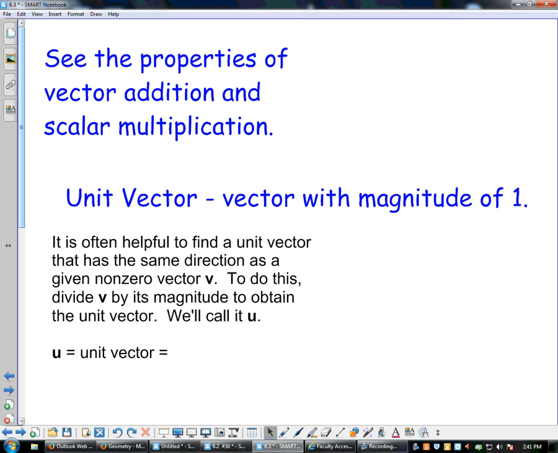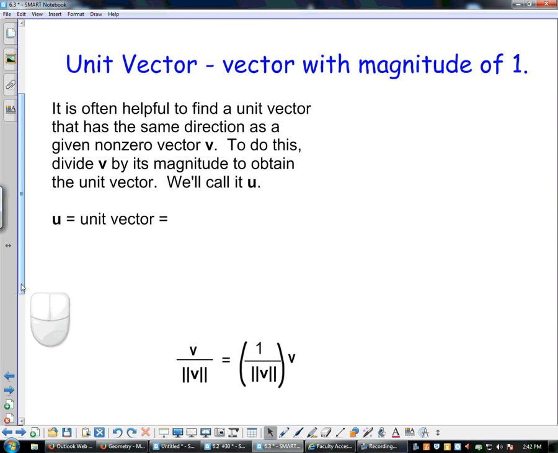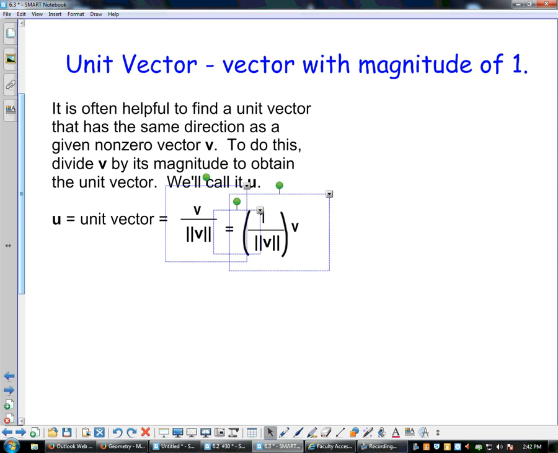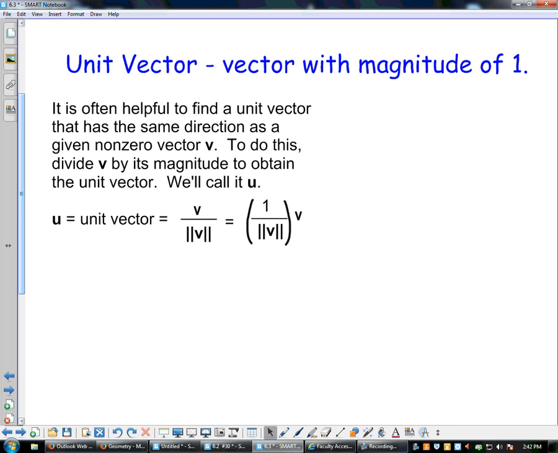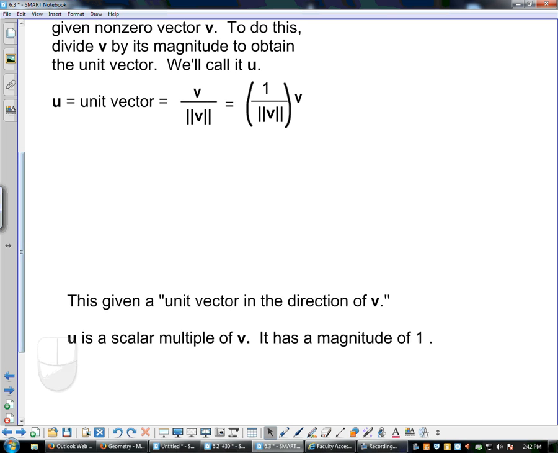All right, so it is often helpful to find a unit vector that has the same direction as a given non-zero vector v. To do this, you're going to divide the vector v by its magnitude to find the unit vector, and we'll call it u. So we're going to let lowercase u in this case be the unit vector. So the unit vector u is equal to vector v divided by the magnitude of vector v. Or you could think of it as 1 divided by the magnitude of vector v times v.